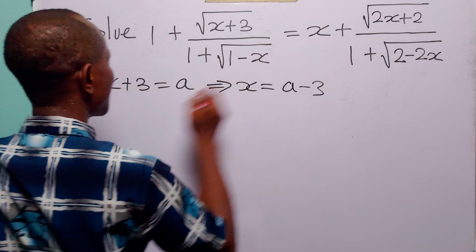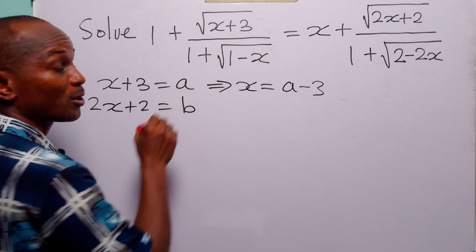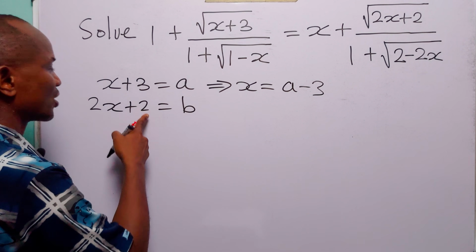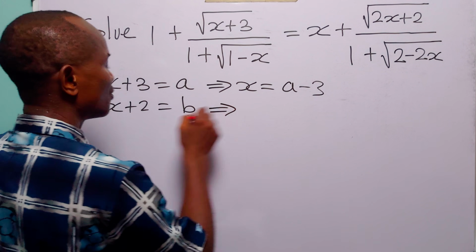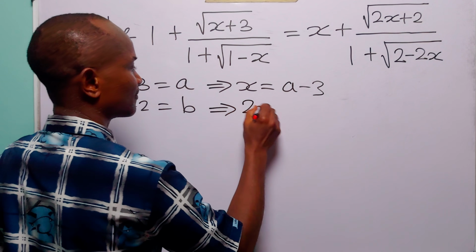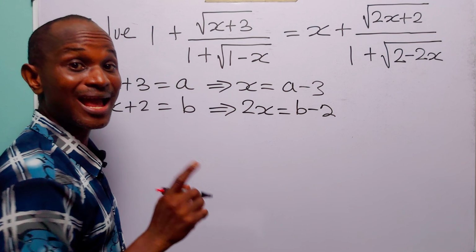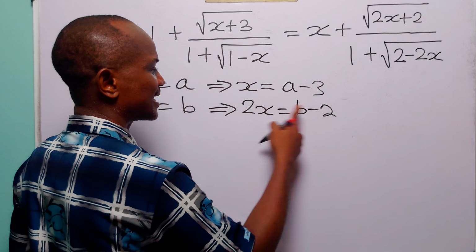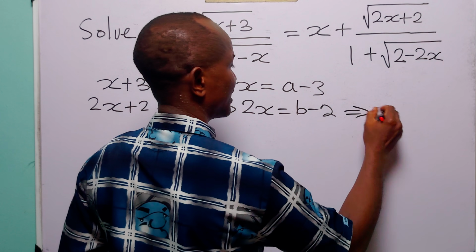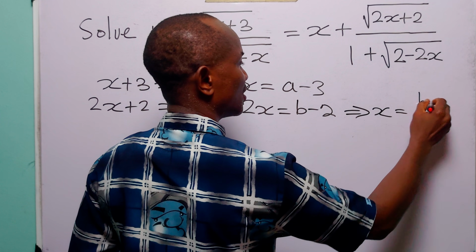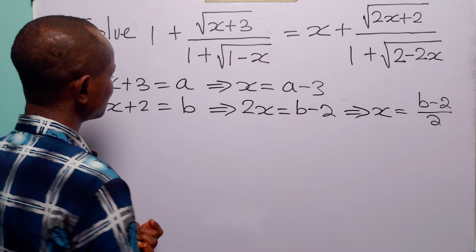Secondly, let 2x plus 2 be equal to the letter b. Once more, if we subtract 2 from both sides of this equation, then we have that 2x is equal to b minus 2. And if we divide both sides of this equation by 2, then we have that x is equal to b minus 2 divided by 2.